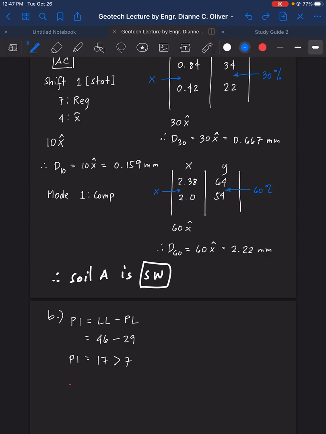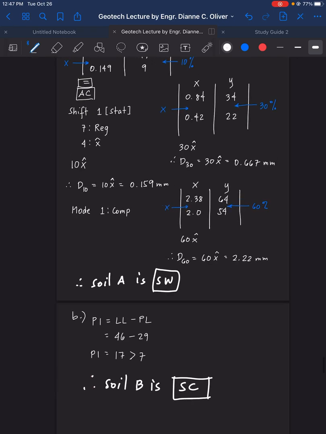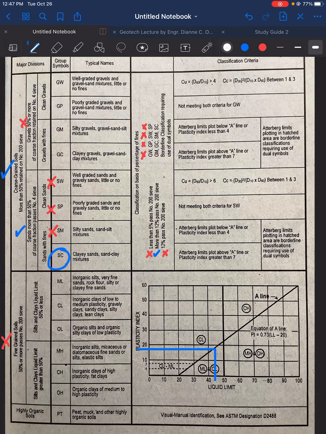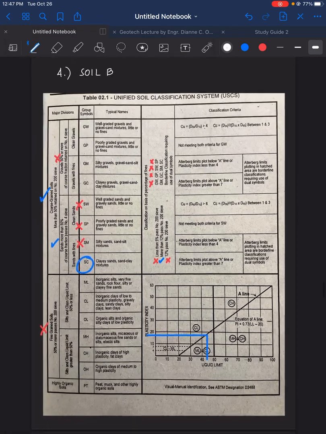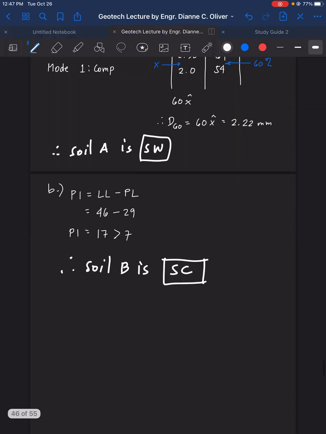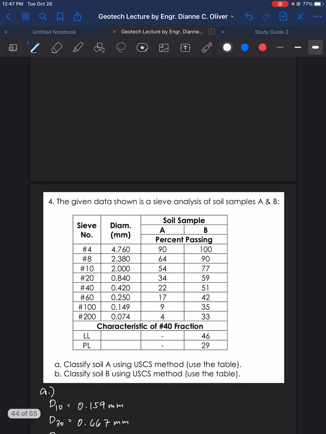Therefore, soil B is SC, thanks to the plasticity index. Okay? So that's for letter B. Okay, and this is the table for soil B, that is using USCS. Right? So we're done with number 4.